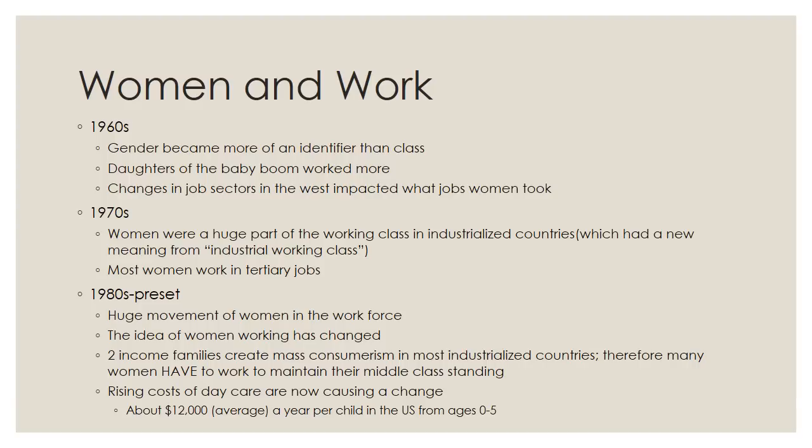In the 1980s, we have a huge movement of women into the workforce. The idea of working women has changed dramatically from the 1980s to the present. Two-income families, that was the mass consumerism of the United States. So to be middle class in the United States, you really needed two incomes.